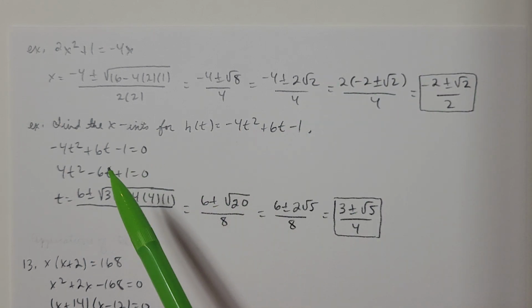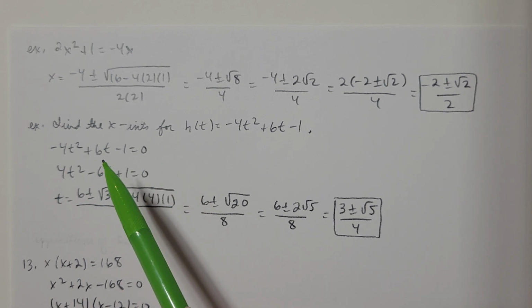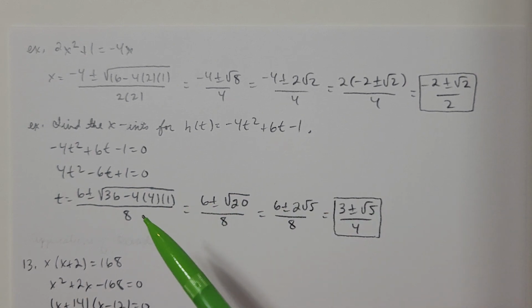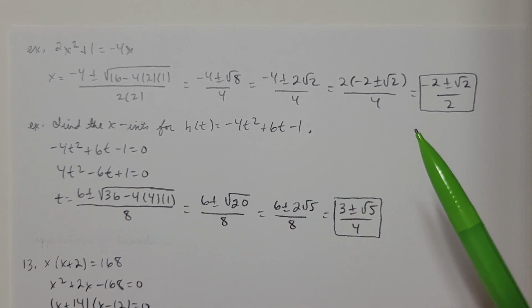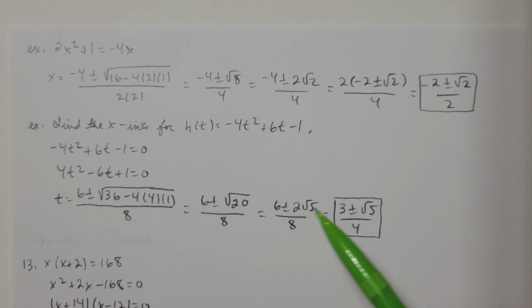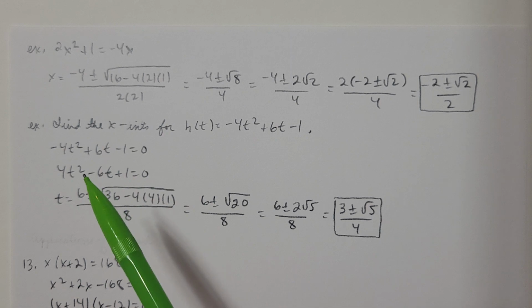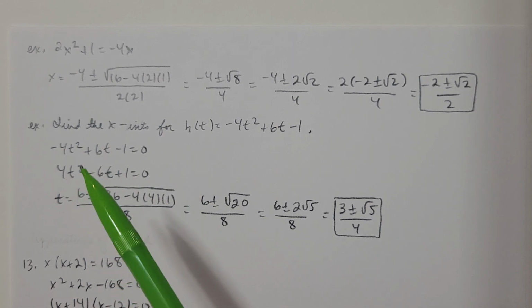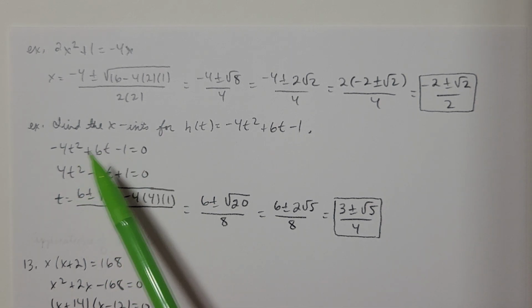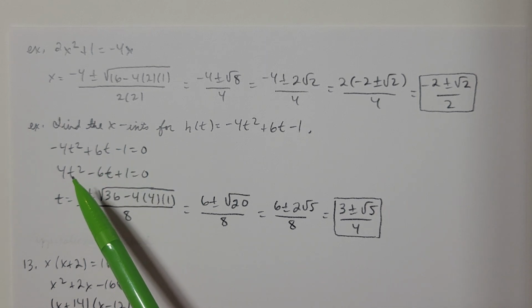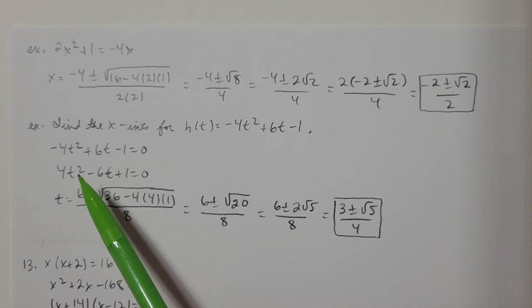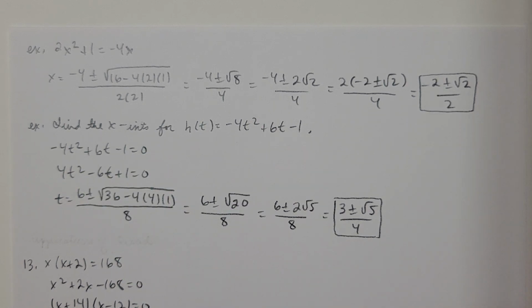If I multiply both sides of the equation by negative 1, the reason I did that is because usually, if I need to use the quadratic formula, which I will here, we prefer to have a positive a value. I didn't need to do that. I could have used the quadratic formula in this form, but usually we like a to be a positive number. So I got 4t squared minus 6t plus 1 equals 0.